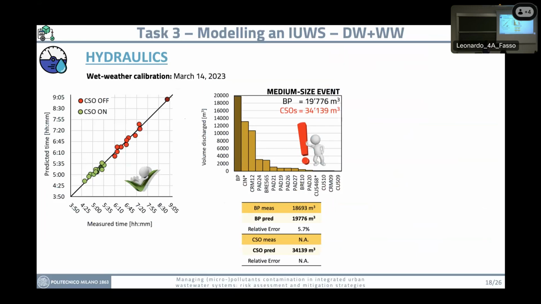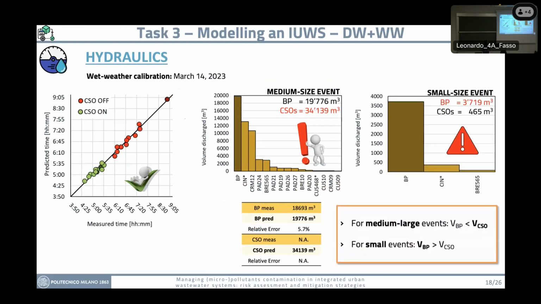What we wanted also to highlight is that the CSOs discharge almost 35,000 cubic meters. That is much higher than the bypass, which is almost 20,000 cubic meters. And this was during a medium-sized event. So the CSOs are discharging more than the bypass.